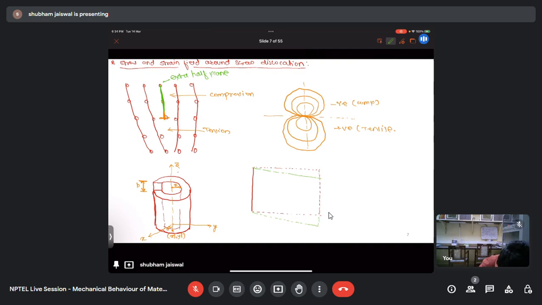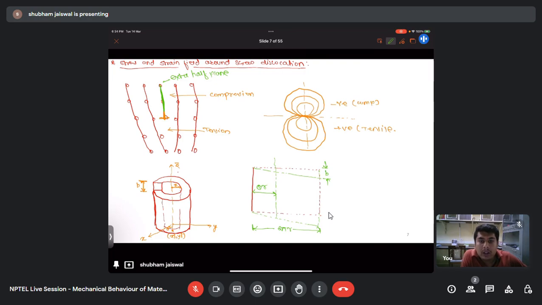Okay, and this distance is nothing but b, and the length of the sheet will be 2 pi r, and the point is at a distance of theta into r.